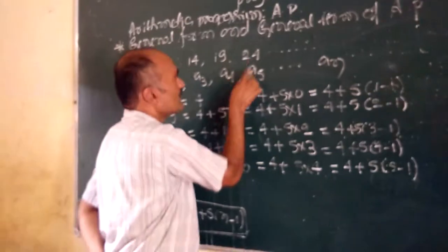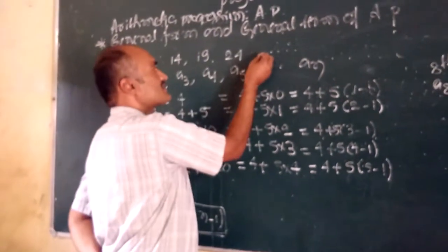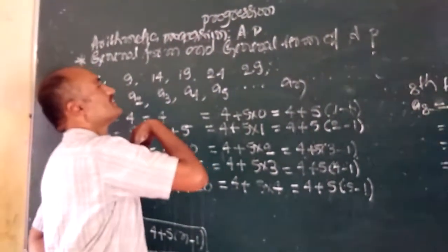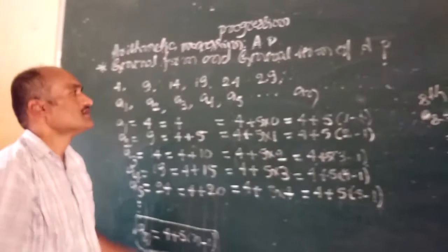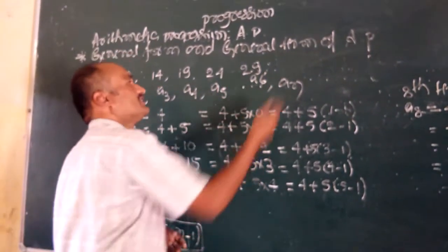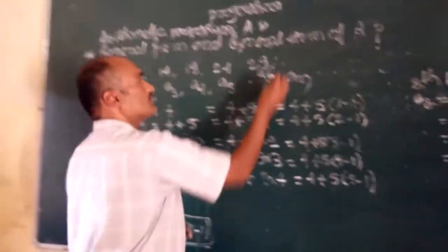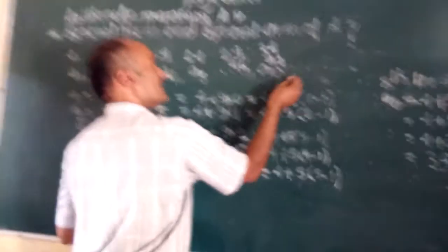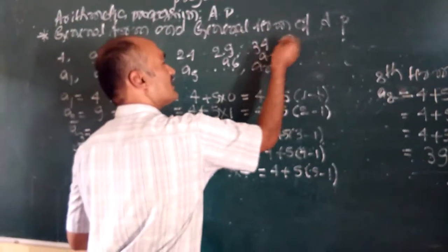So the 5th term is 24. Next, the 6th term is 29. Next, the 7th term will be 34. That is the 7th term. And the 8th term will be 39.